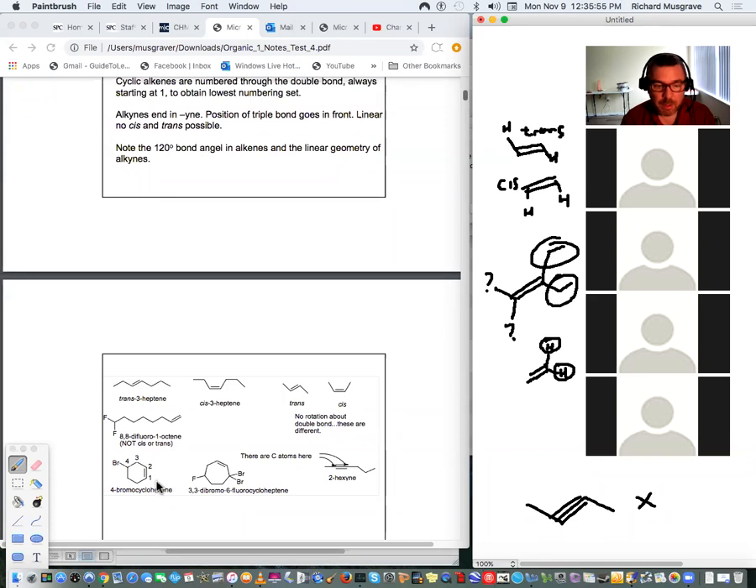In the naming of alkenes that are cyclic, we number through the double bond to whatever happens to be connected to the ring, again, trying to get that lowest possible numbering. Does anybody have any questions? So in this instance, it wouldn't be prudent. Let me draw this diagram here.